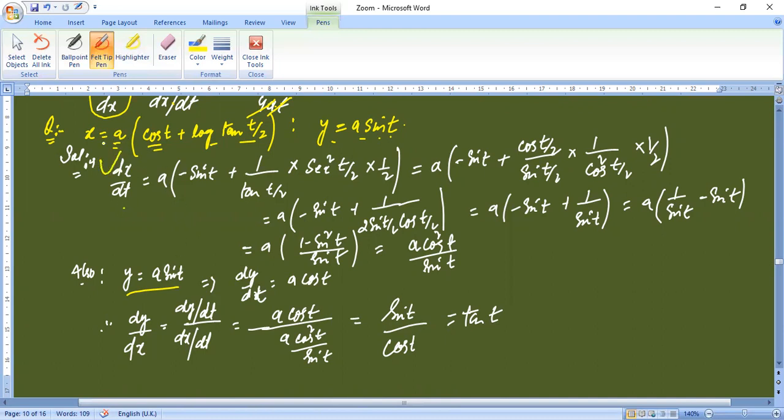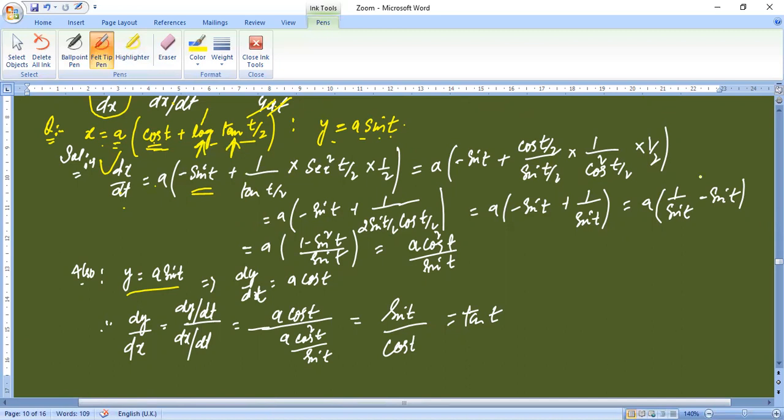Now we need to differentiate x with respect to t. a is a constant, so differentiation will apply to the brackets, right? So first differentiation would be of cos, that is minus sine of t. Then here, see here, there is a composition of functions: log, tan, and t by 2. It is not of the form tan of t, it is tan of t by 2. So there is one more function, right? So first the differentiation would apply to log.